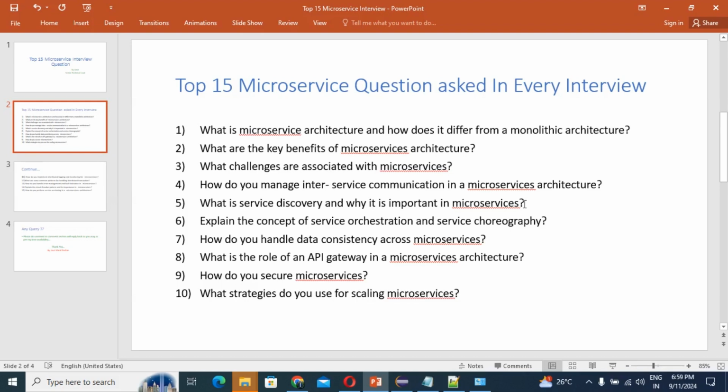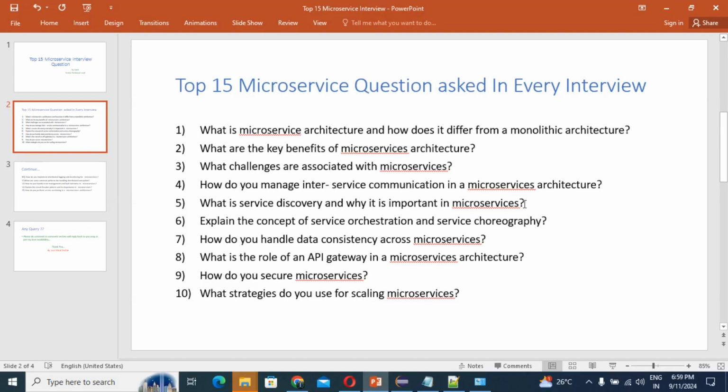Next question: what is service discovery and why is it important in microservices? Next, explain the concept of service orchestration and service choreography. Then, how do you handle data consistency across microservices? Next, what is the role of an API gateway in microservice architecture? Then, how do you secure microservices? That is also a very important question at the security level.